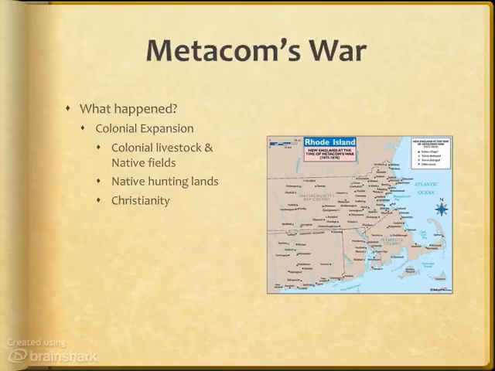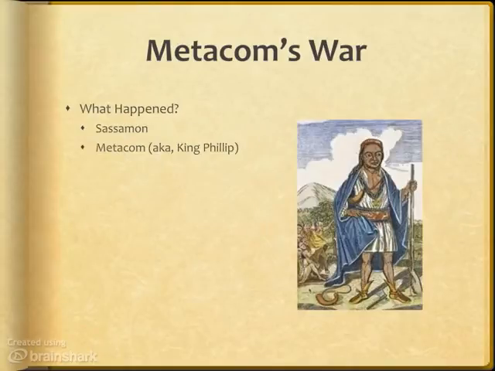Another tension was religion. The Puritans worked to convert the native peoples to Christianity. Many did convert, but many did not. Tensions arose within tribes between Christian Indians and non-Christian Indians. These tensions exploded in 1675 when a Christian Indian named Sassaman was murdered by non-Christian Wampanoags. The Puritans demanded justice. They captured the men that they believed were responsible for the murder and executed them. At this point, the situation reached a boiling point.